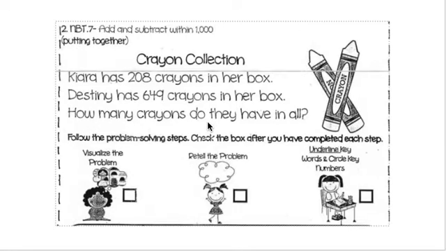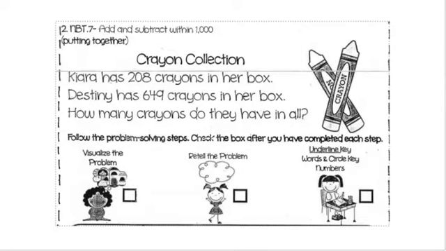D27 Math. Today our word problem is called Crown Collection. Kira has 208 crowns in her box. Destiny has 649 crowns in her box. How many crowns do they have in all?